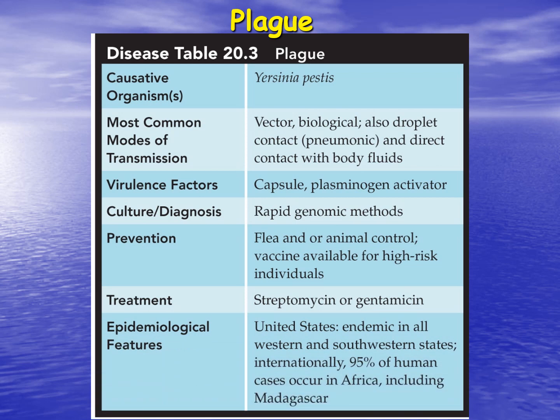So Yersinia pestis, we've known it for a long time. Again, endemic in all of the western and southwestern United States. 95% though of all plague victims actually occur in Africa, including the island nation of Madagascar.